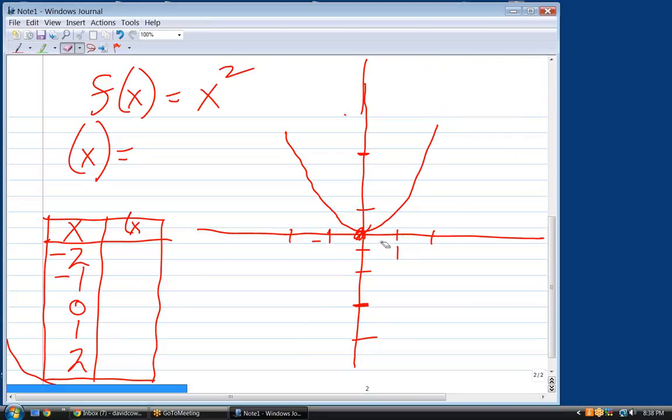Okay. The next one. You're just giving me 1 second here. The next one is f of x equals -3x squared plus 3x minus 4.